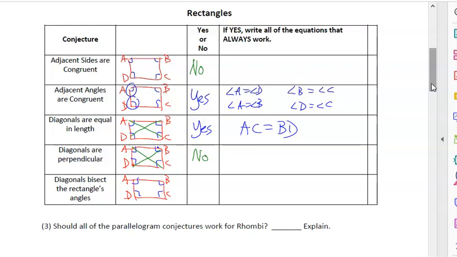And then the last one, if I look at the diagonals, do the diagonals cut angle A in half? In other words, are those 2 angles always 45 degrees? Same thing for B, C, and D. Do the diagonals cut the 90-degree angles into 45s? And the answer here is no. So of the 5 things that the parallelogram has as being a no, 2 of them work for a rectangle.